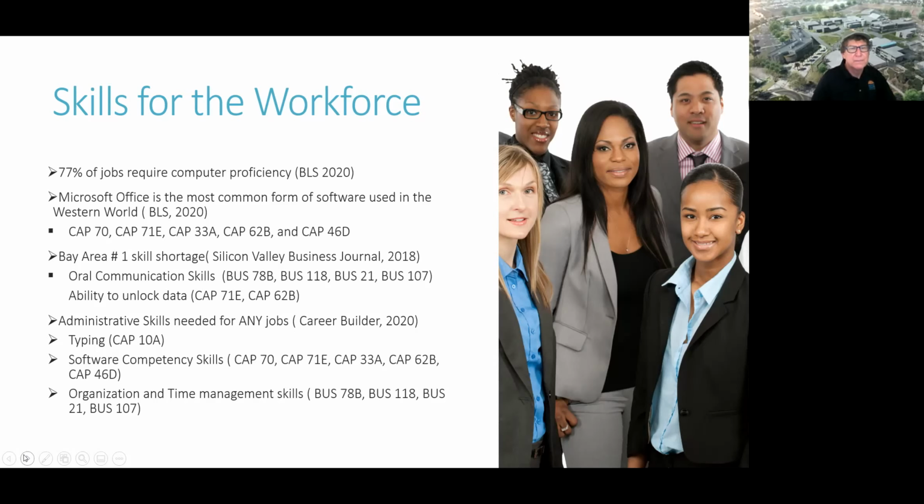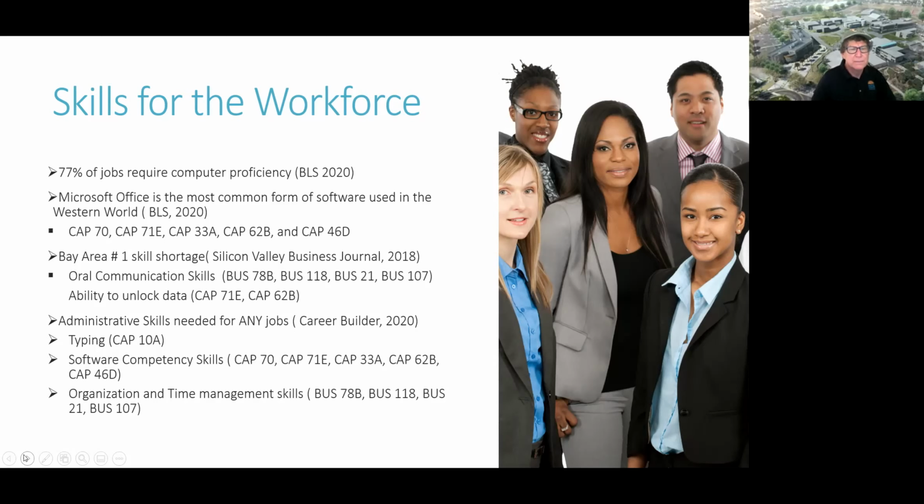And you can see what we've done is we've listed some classes through the business department and the CAP department that can provide these skills that are for today's workforce. Any job is going to require administration skills, any job. So if you're sitting there and you're pecking at your keyboard, take CAP 10A.